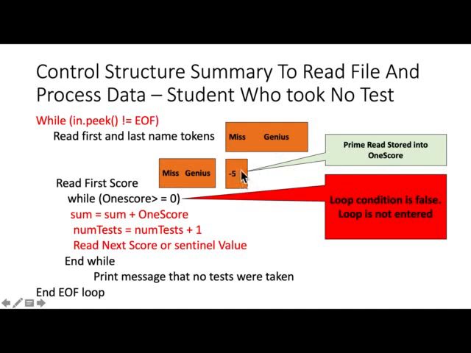But this person took no test, so there's only one token, -5, which is read during the prime read into variable one score. But in this case, loop condition is false because -5 greater than or equal to 0 is false. So none of this is done. And num test was set to 0 here. So we just test whether any tests were taken. If no tests were taken, then we print the message that no tests were taken. Okay, and that's the end of the EOF loop.